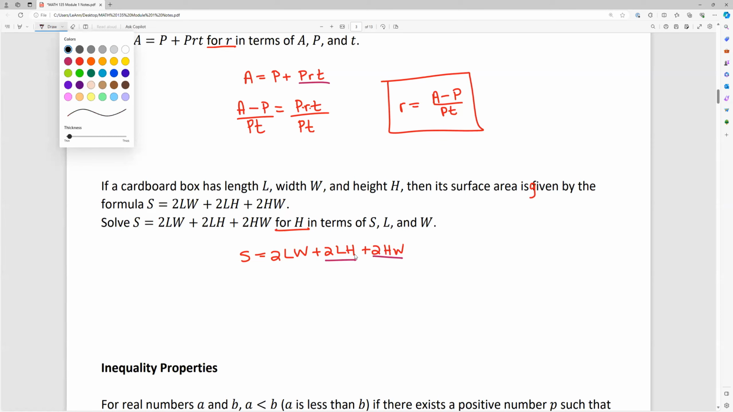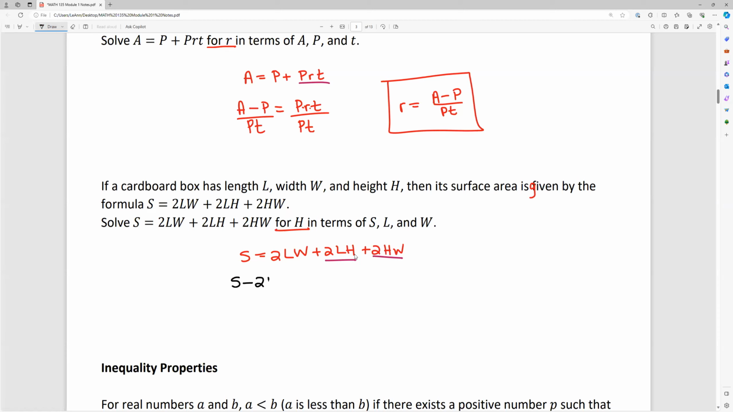So when you have multiple of the variable that you're trying to solve for, you want to get all of those H containing terms on one side, and any terms that do not have H, we want to move to the other side. So we're going to subtract over that 2LW. So S minus the 2LW equals 2LH plus 2HW.